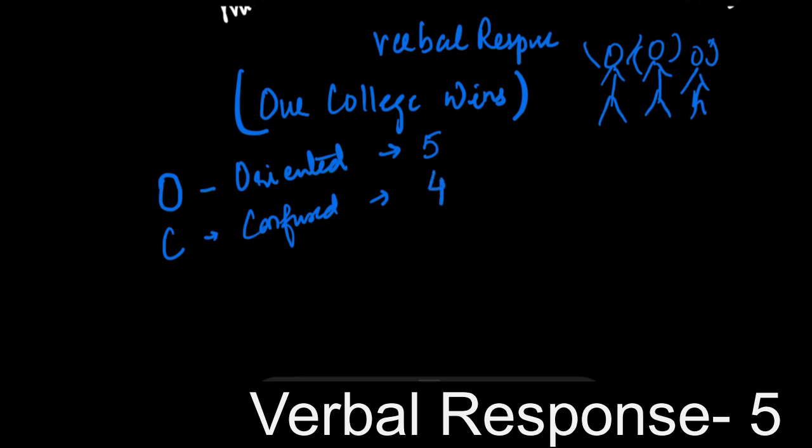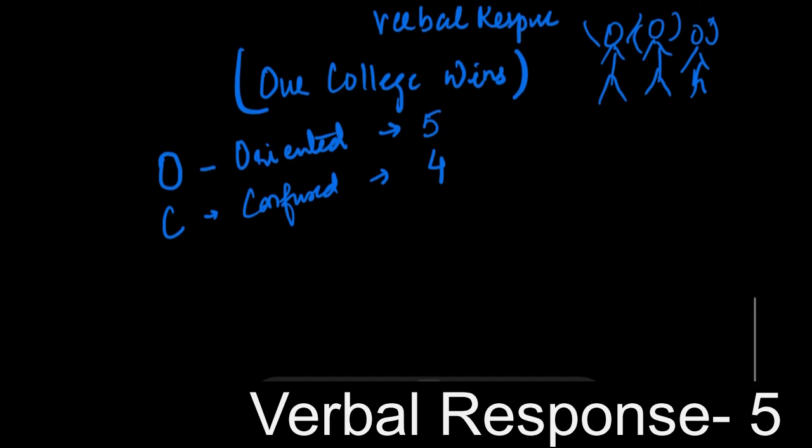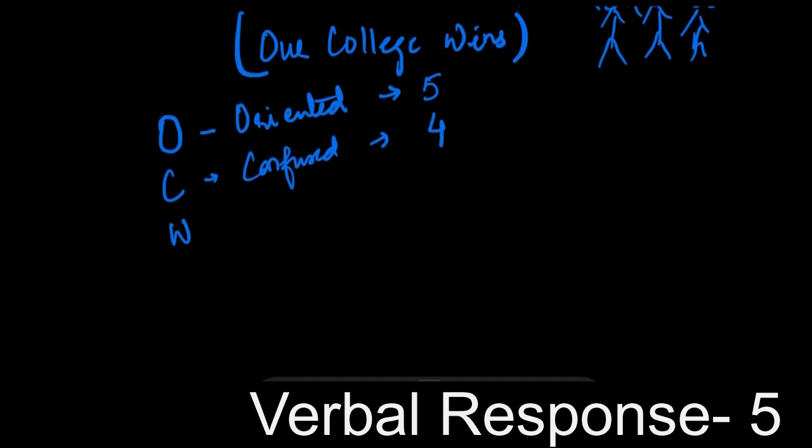Then the next scoring is W, which is words: the patient will say some words. Like I will ask, where are you? Instead of coming to that point, the patient will not relate and will say either I'm in the hotel, or say basketball. There is no relation between the question asked and the answer, so the patient will be talking inappropriately. So this is score 3.